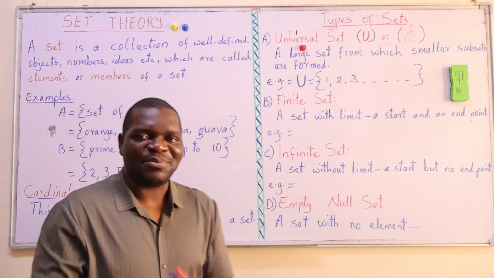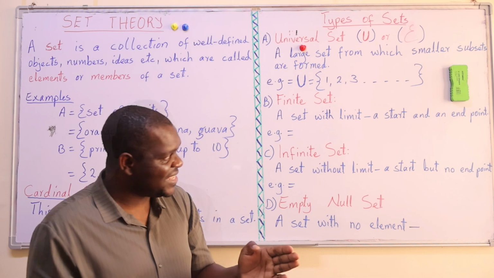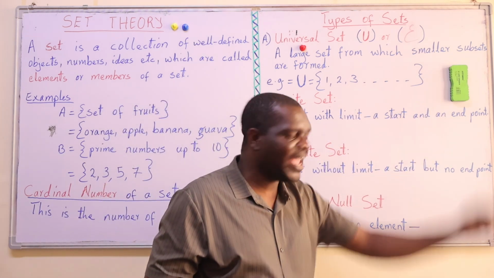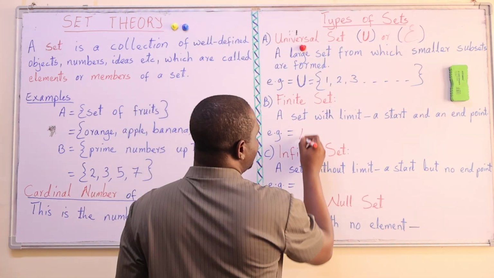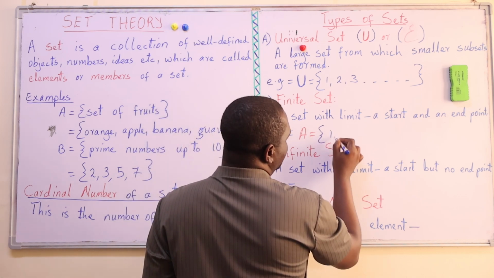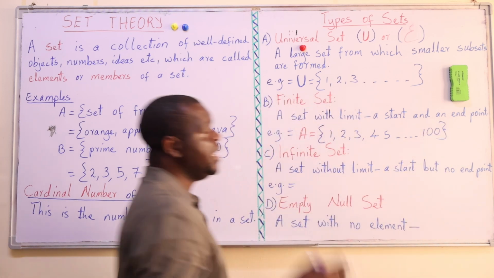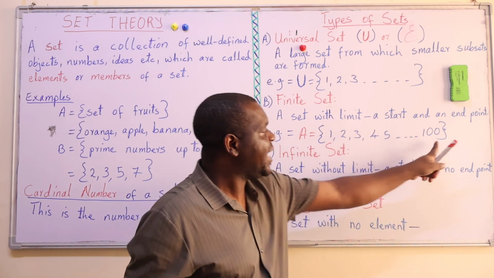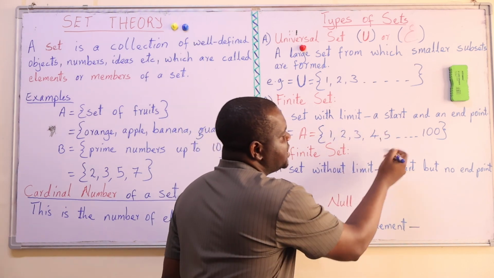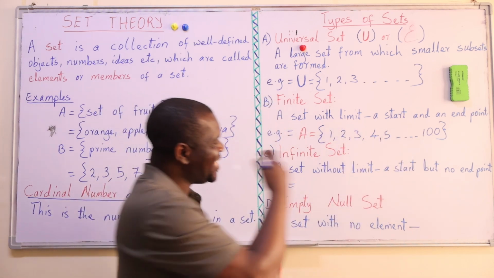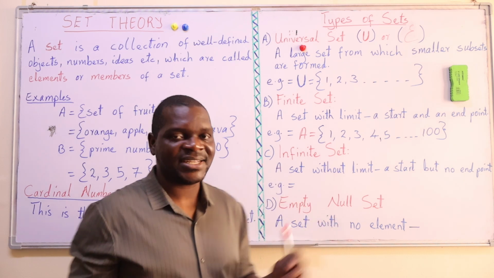Let us look at the next type of set, which is a finite set, and it is a set with a limit. That is, it has a start and an end point, so it doesn't go on to infinity. For instance, set A is equal to numbers up to 100. Let's say 1, 2, 3, 4, 5, and we put a mention here of 100. It means our set starts from 1 and ends at 100. The ellipsis stands for all other numbers that are missing between 5 and 100. But the set has an end, which is 100, and a start, which is 1. That is what we call a finite set.